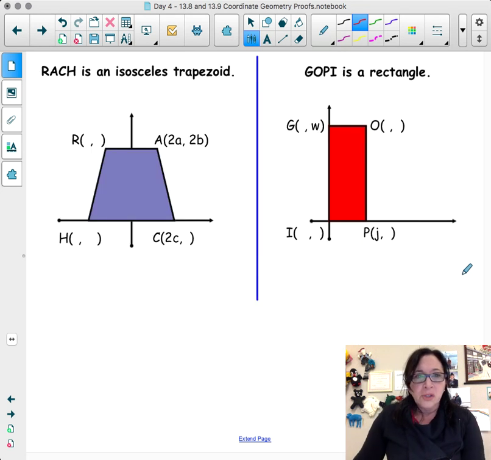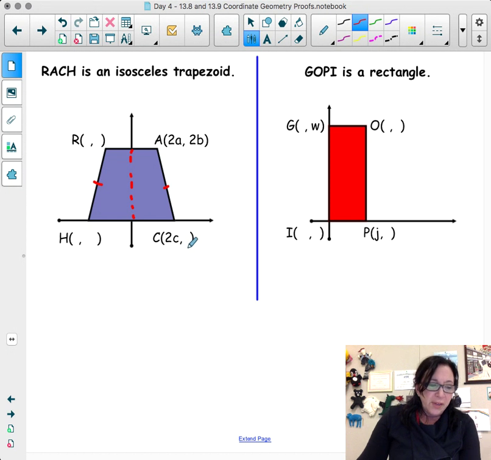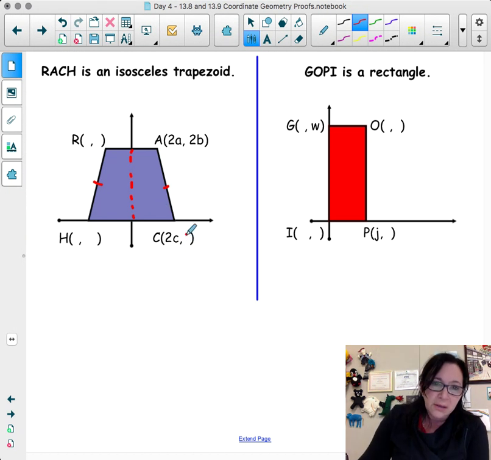So RACH is an isosceles trapezoid. And this being an isosceles trapezoid, again, these are equal. And then this does divide it down the line, right in the middle. And these are symmetric. So for this one right here, this would be (2c, 0). And this value over here on the left, because this is 2c, this would be (-2c, 0).